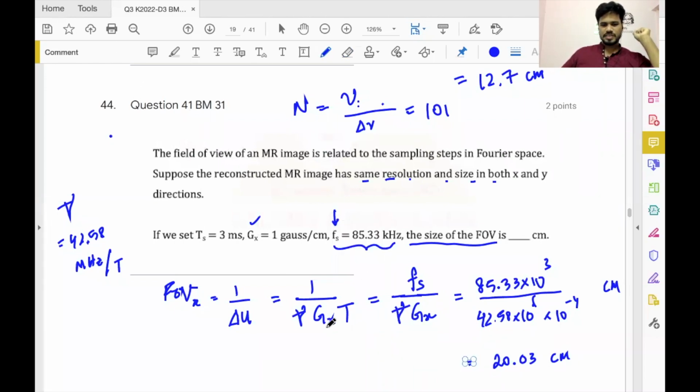So 1 over that is the time period here. Distance between two samples. Okay, and TS is the total acquisition time. We do this for TS seconds. So with this data, we can just find out what this field of view is.